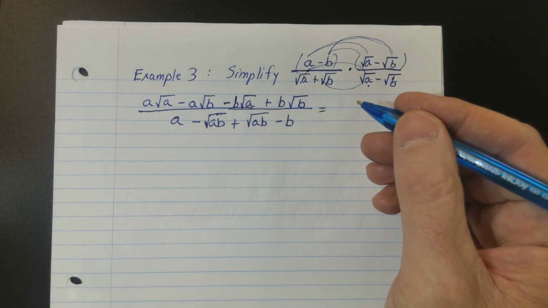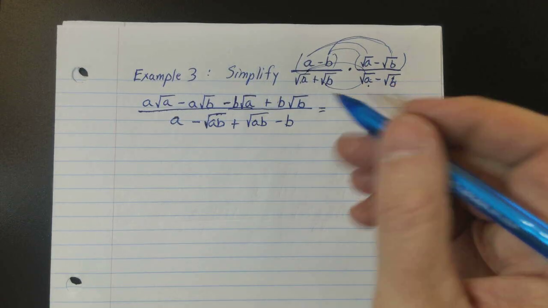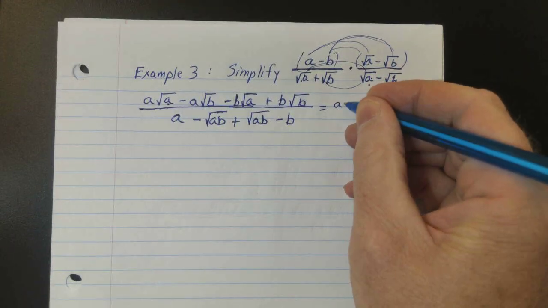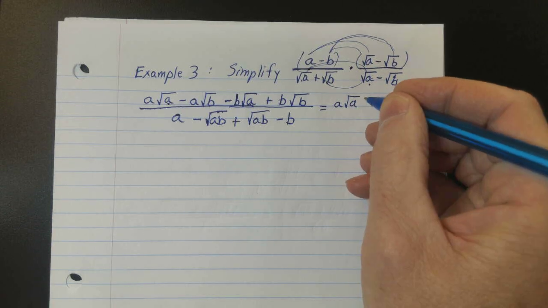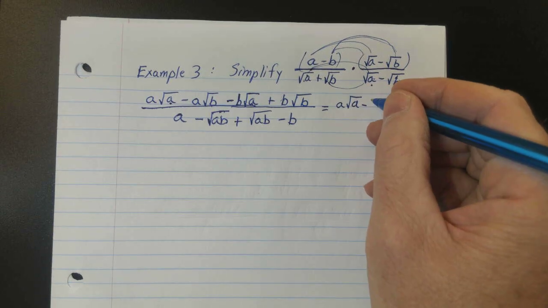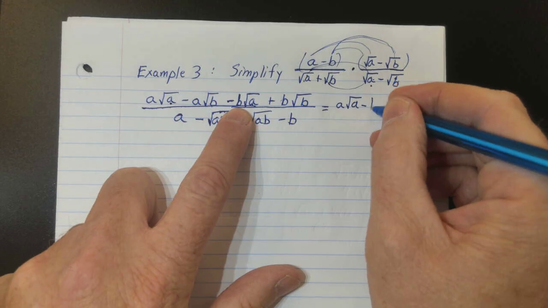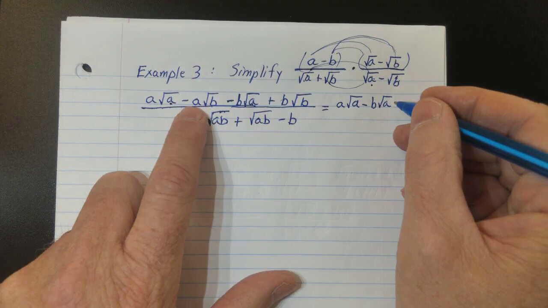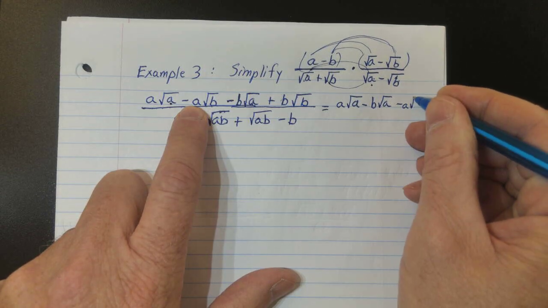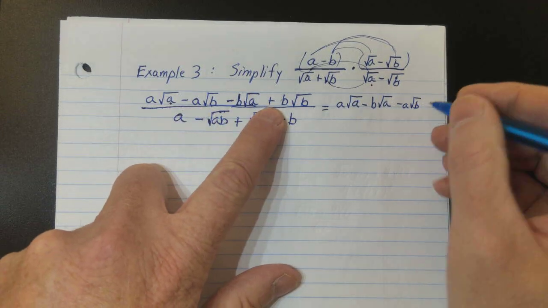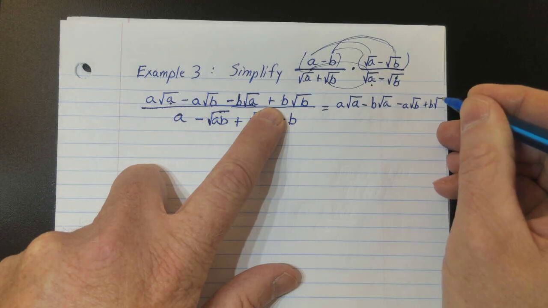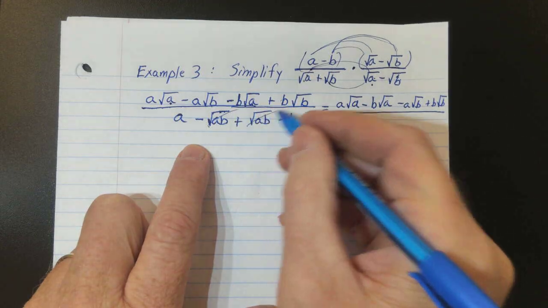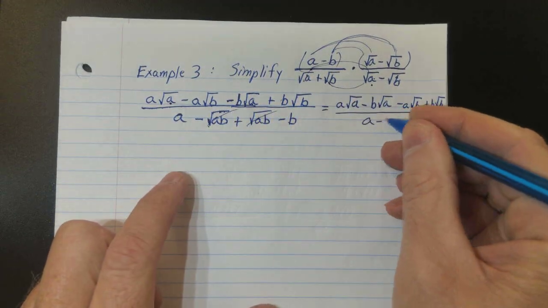All right, now when I go to simplify, these two are considered like terms. I'm going to write them beside each other first. Let me just rearrange things in the numerator first. A radical a minus b radical a minus a radical b plus b radical b. And then in the denominator, these are opposites. They cancel out. So a minus b.